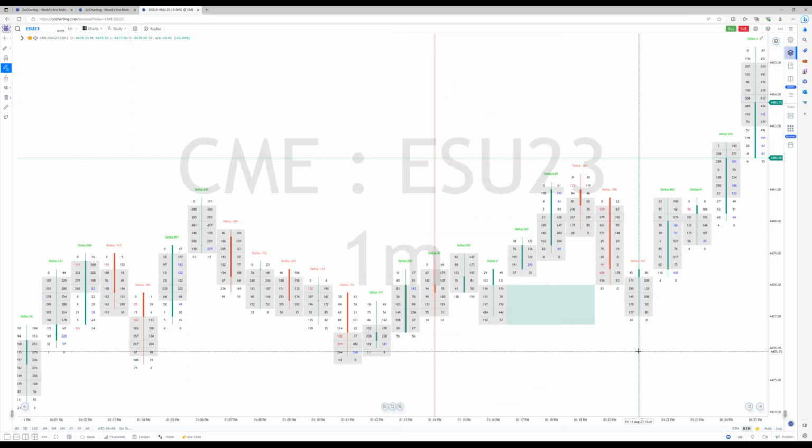Delta divergence, what it's going to do, right? You can see there's this red line, this blue line. The whole point of it is this bar is a green candle with negative delta. This bar is a red candle with positive delta. It's just highlighting to you that you have a divergence between price action and what delta is.